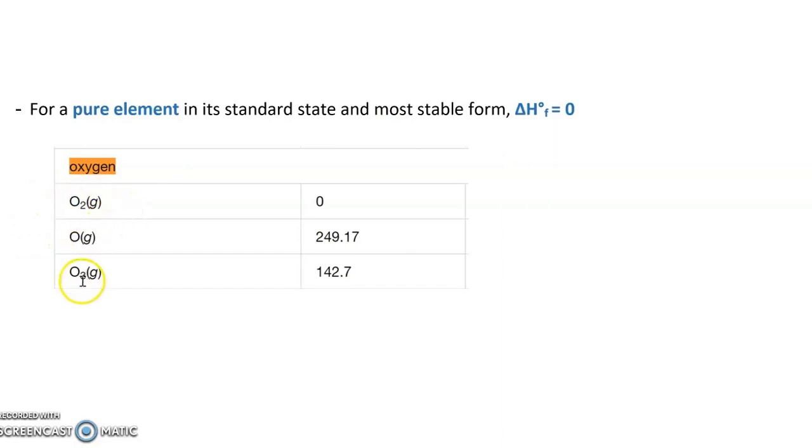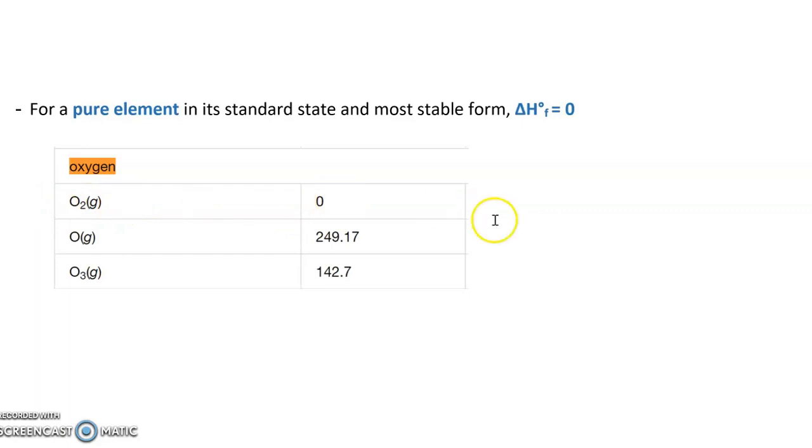So here's an example of oxygen. Here are 3 different elemental oxygens, but the one that's most stable is diatomic oxygen, O2 gas, and it has a heat of formation value of 0. These other forms of oxygen are less stable, and therefore they do not have heat of formation values of 0.